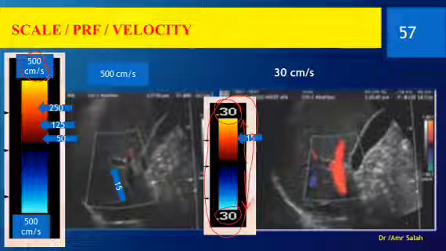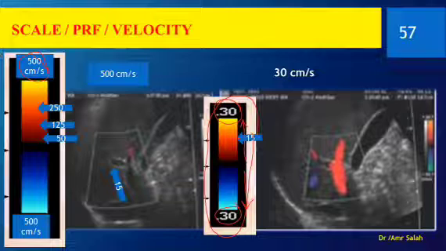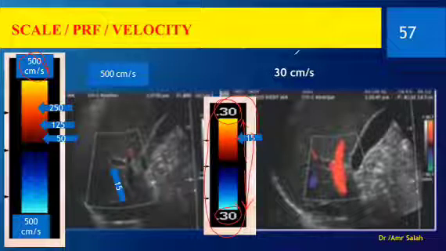Remember when we said that the RBCs were moving, but the BRF was very high, so it could detect them as stationary. Why? Because it is too high in relation to the velocity of the blood in the vessel. So setting this right will give you the correct color according to the velocity of the blood. So we have to adjust the BRF according to the velocity of the blood in the vessel.